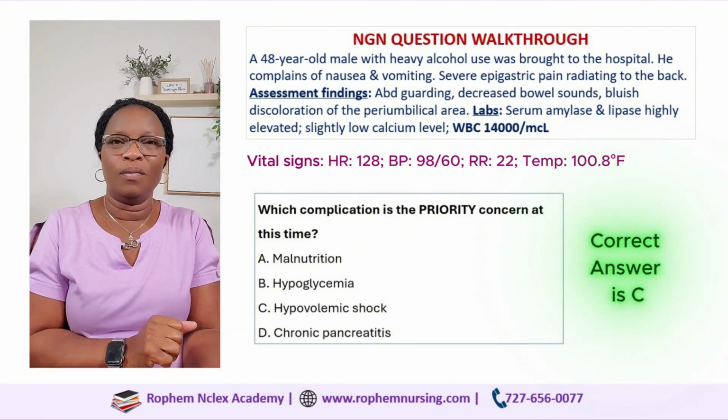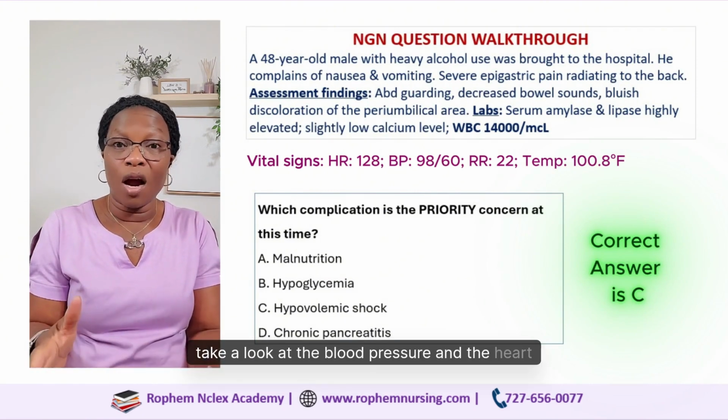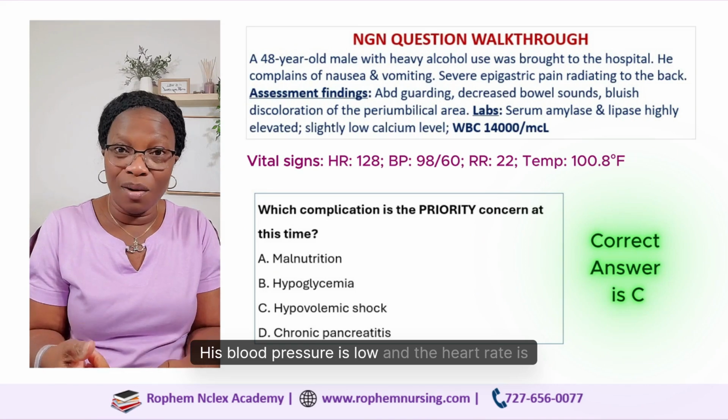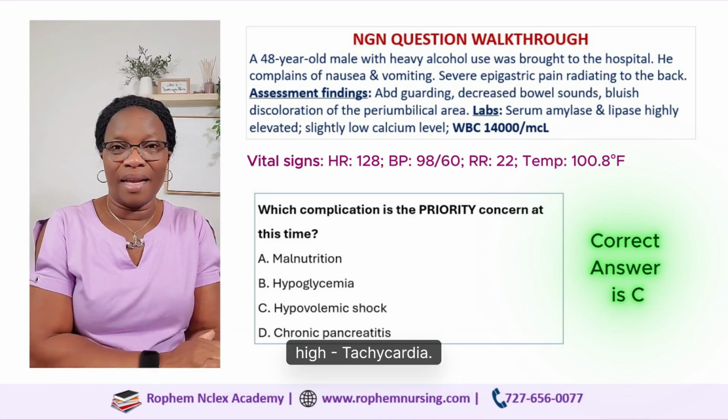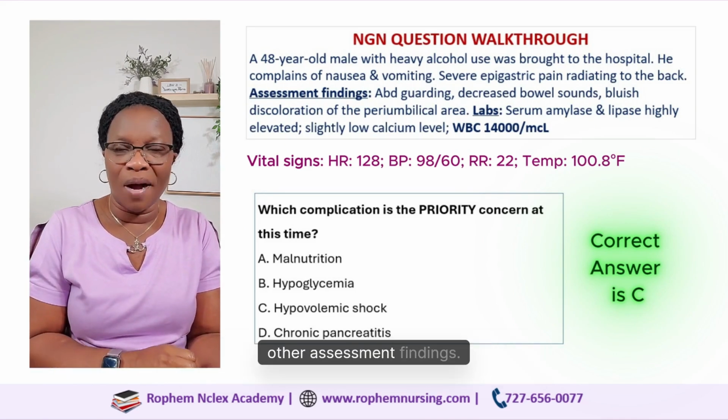Let's break it down. In this client's situation, take a look at the blood pressure and the heart rate. His blood pressure is low and the heart rate is high, tachycardia. The next thing you'll do after that is to look at other assessment findings.